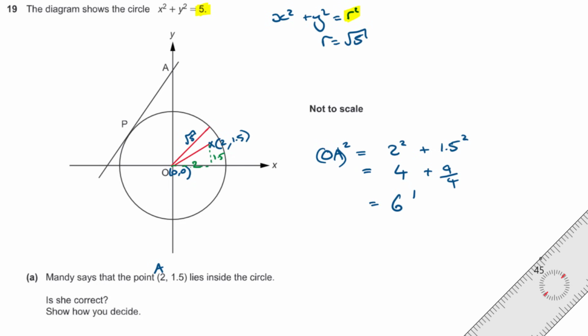So that's 6 1/4. I can see already it's lying outside the circle because I'm comparing this 6 1/4 with my root 5. Remember, this is the length squared. So this is bigger than 5, isn't it? So therefore it's going to lie outside the circle. So OA squared is greater than r squared, and therefore it lies outside the circle.